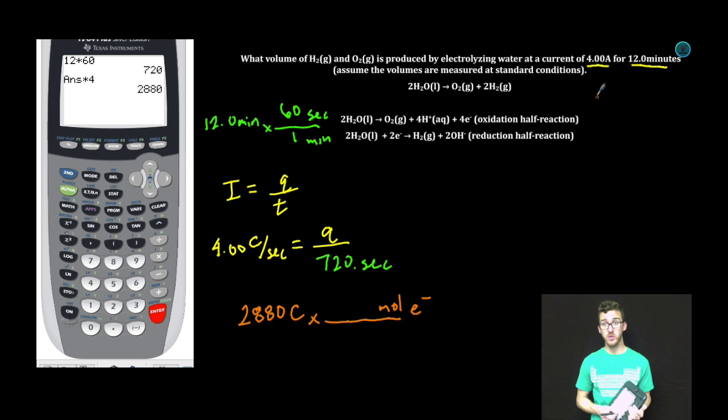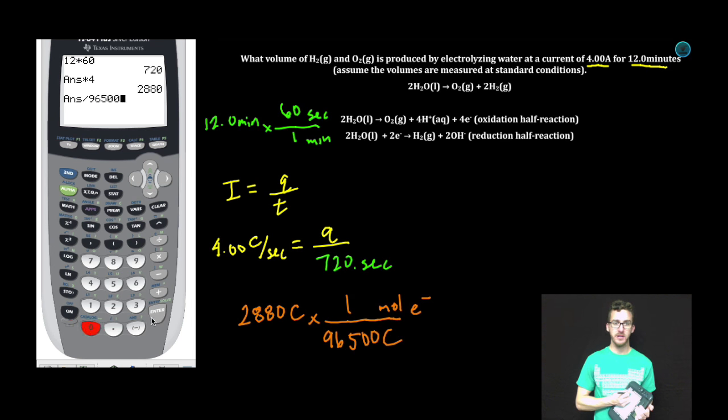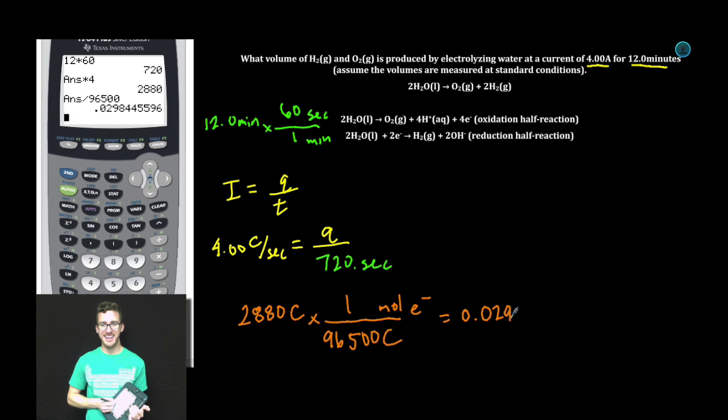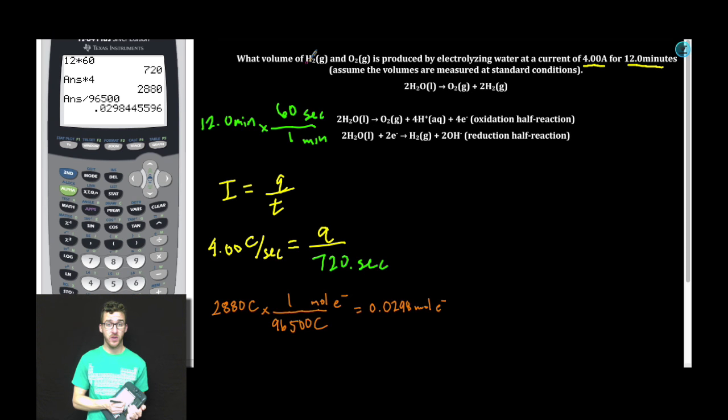Next, I'm going to multiply by a conversion factor to get me to moles of electrons that were transferred as this cell was run, as water was electrolyzed using a current of 4 amps for 12 minutes. Again, recall the relationship between moles of electrons and coulombs of charge: 1 mole is 96,500 coulombs. It makes sense that I end up with less than a mole of electrons because I have less than 96,500 coulombs worth of charge that pass through the cell. 0.0298 moles of electrons.